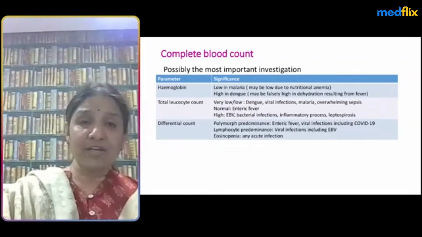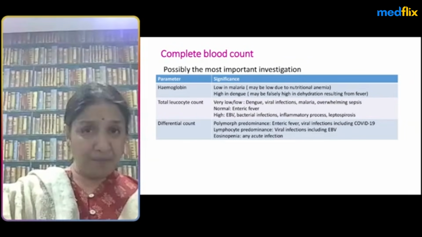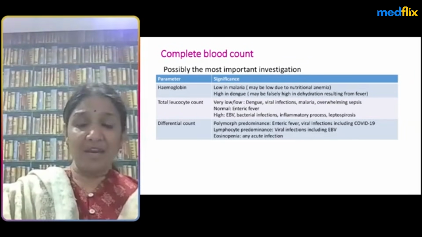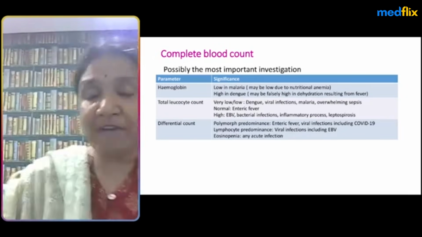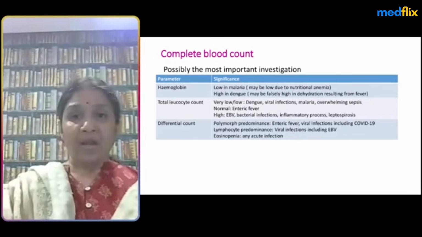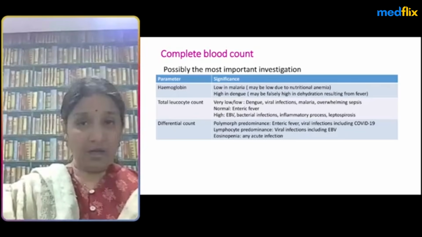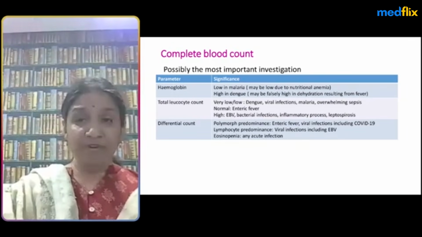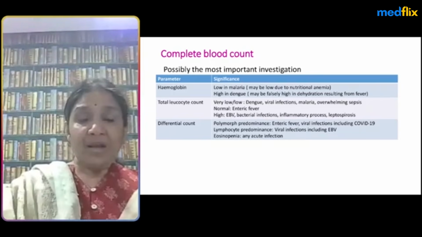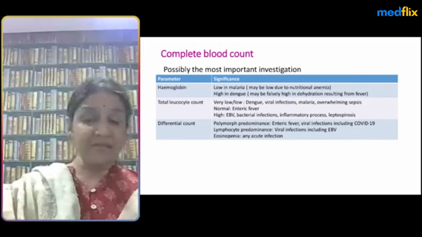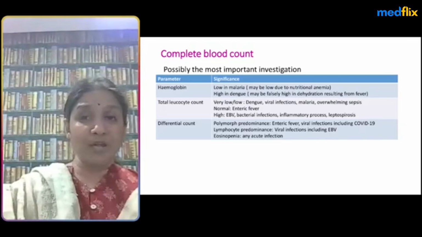What about the differential count? If your polymorphs are predominant, it means it can be enteric fever. And contrary to what we think, even in viral infections, you can have predominant polymorphs. Even in COVID-19, you get predominant polys. Lymphocyte predominance can be seen in viral infections, including EBV.